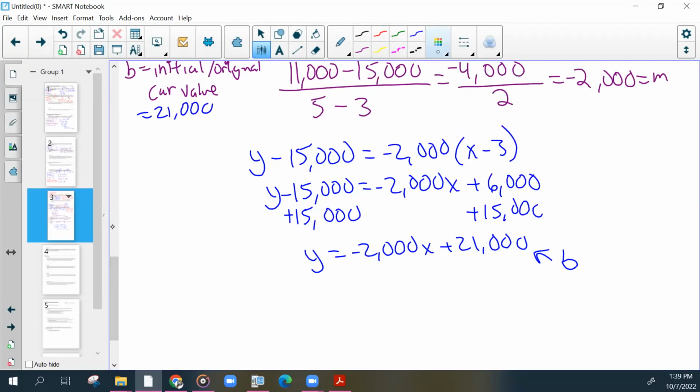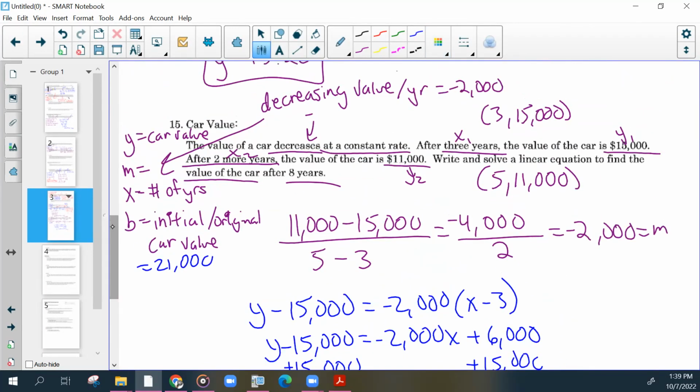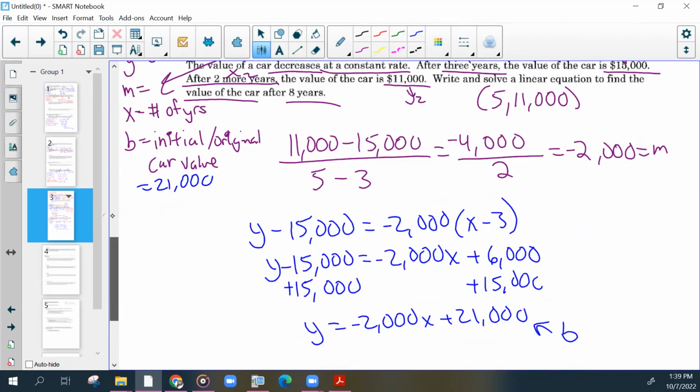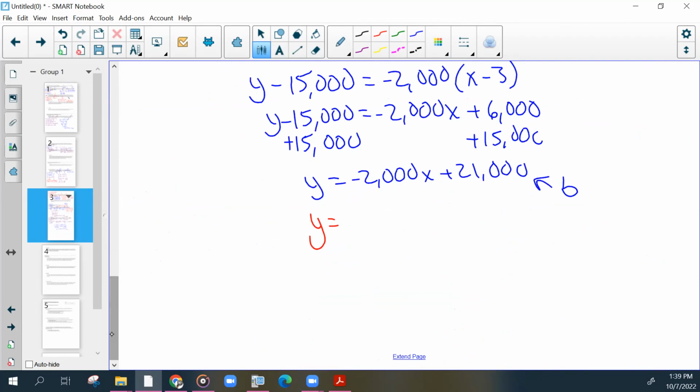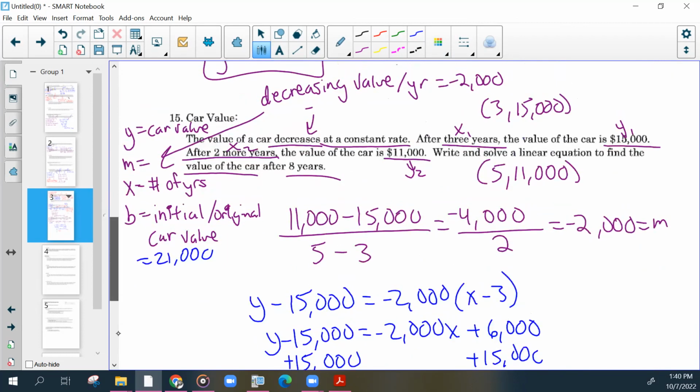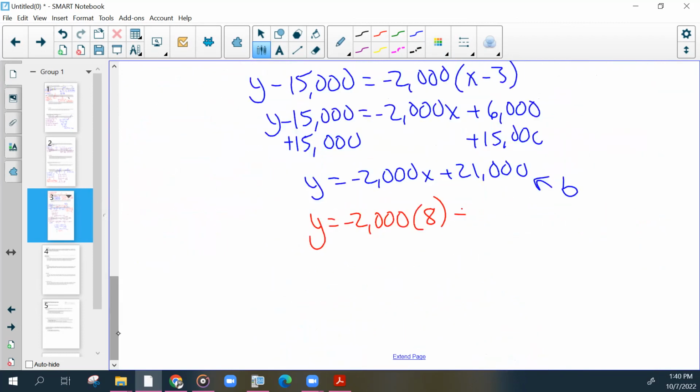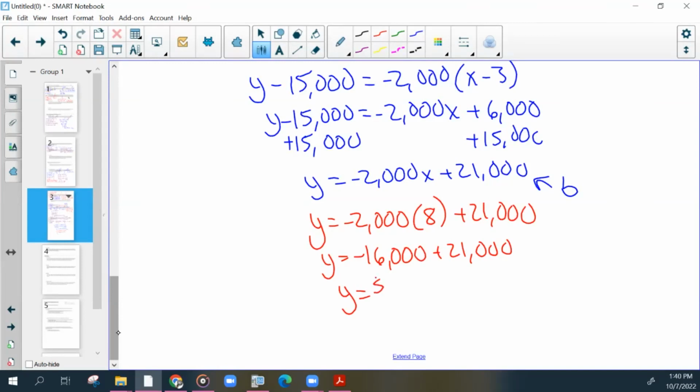Now I'm going to go back to the problem. We have to find the value of the car after 8 years. So remember that y is our car value, so that's what we're looking for. We know our slope. We know x represents the number of years, and we know that is now 8. So then we can solve. This would give us y equals negative 16,000 plus 21,000. So after 8 years, the car would only be worth $5,000.